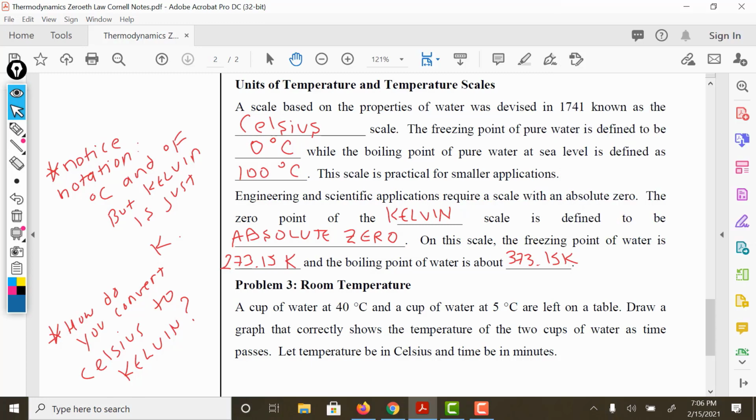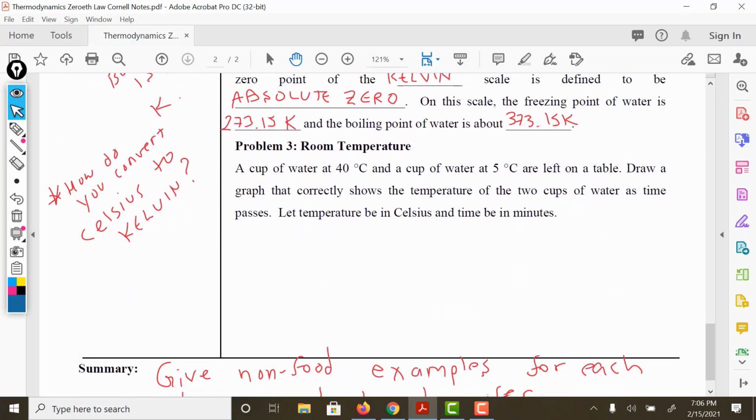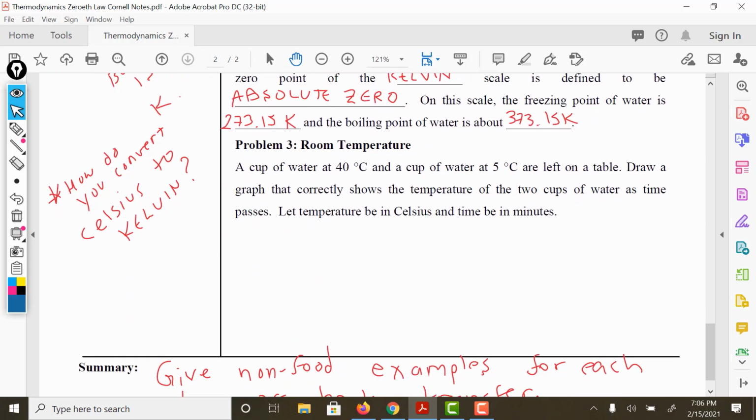On this scale, the freezing point of water is 273.15 Kelvin, and the boiling point of water is about 373.15 Kelvin. It's very important that you find out how to convert Celsius to Kelvin, because that's going to be necessary with a lot of the problems that we do.